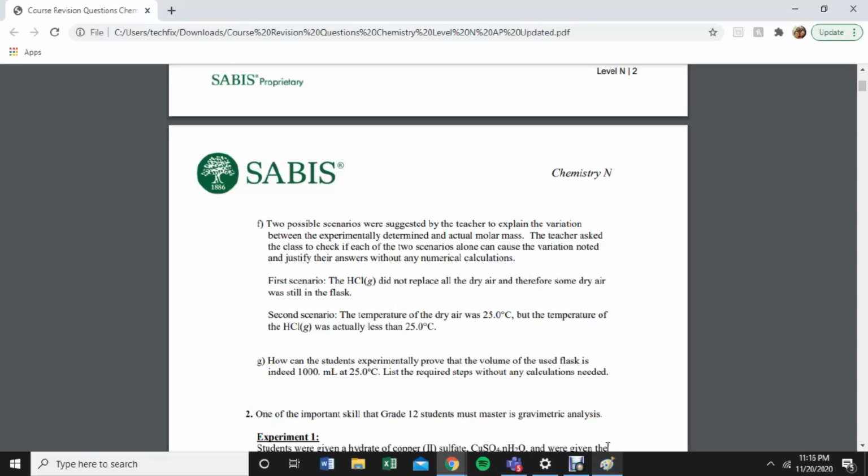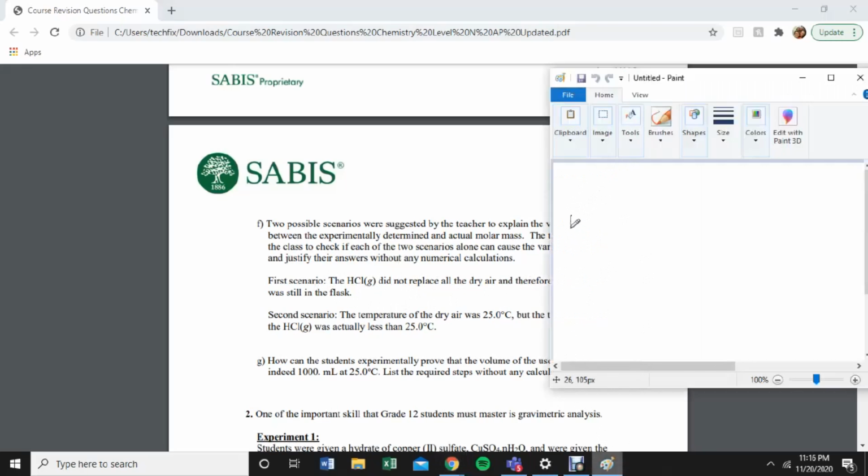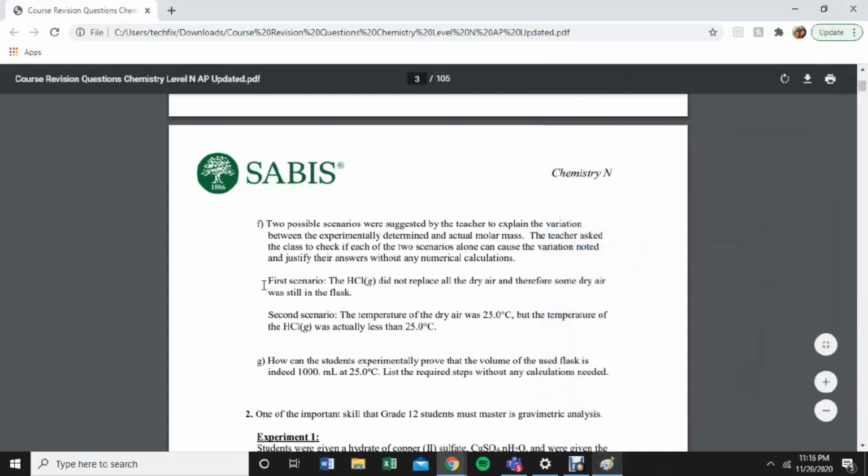Mass of dry air is 29 grams. Mass of the HCl is 36.5. If some of the air was left in the flask, then that means it would bring the molar mass down, right? And the molar mass that we got was less than the actual molar mass of HCl. So it did bring it down, so that's correct. That is a possible scenario.